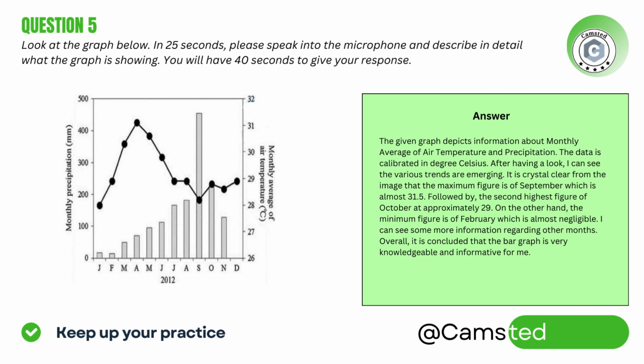Followed by the second highest figure of October at approximately 29. On the other hand, the minimum figure is of February, which is almost negligible. I can see some more information regarding other months. Overall, it is concluded that the bar graph is very knowledgeable and informative for me.